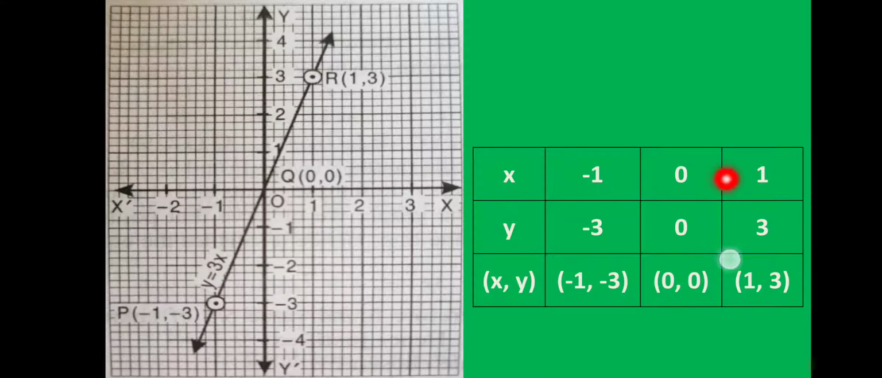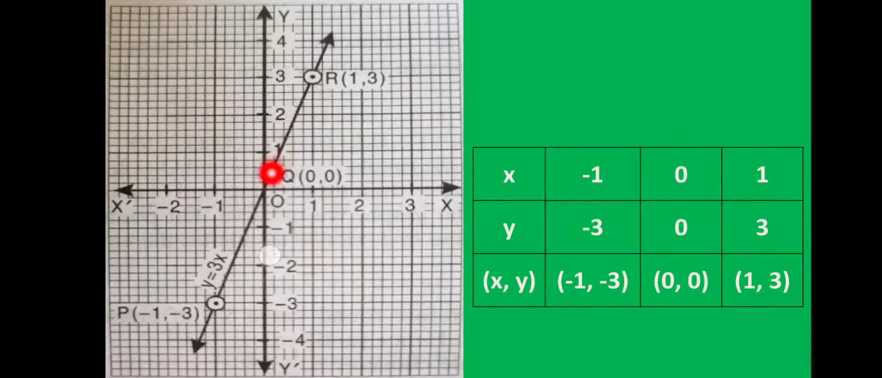Next is 1 comma 3. So firstly we will find 1 on the x-axis, that is here. Then along the y-axis we will go 3 steps above. Okay, plus 3 means 3 steps above. 1, 2, 3, that means our next point is here.